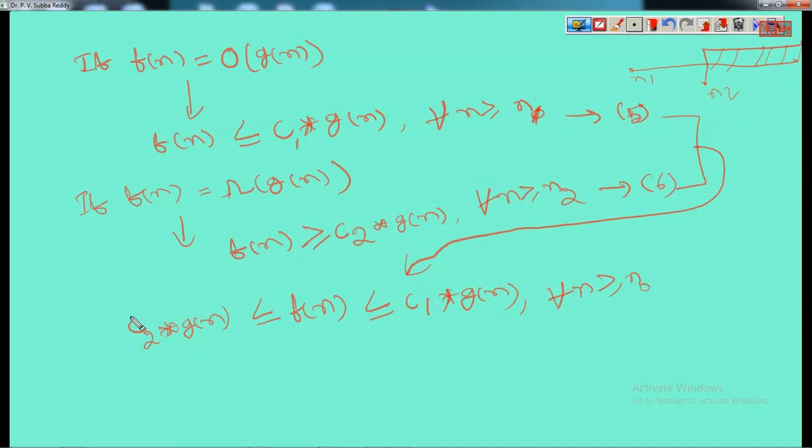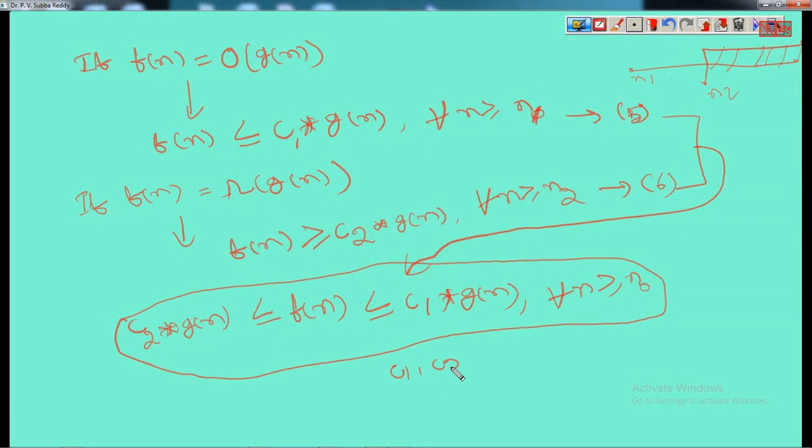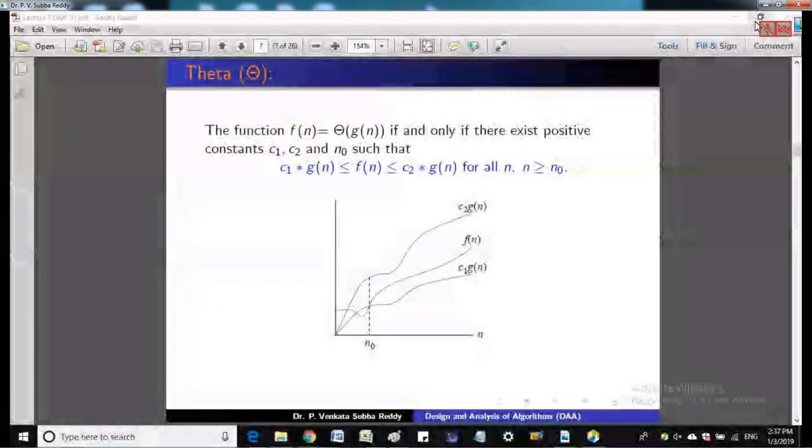So this is the formal definition. If you can find three constants, C1, C2 and N0, such that the above inequality becomes true. Here it can be C1 also, or whatever you want you can give. This can be C2 also, that is your wish. Anything is okay. So this is the formal definition of theta notation. That's what is given here.